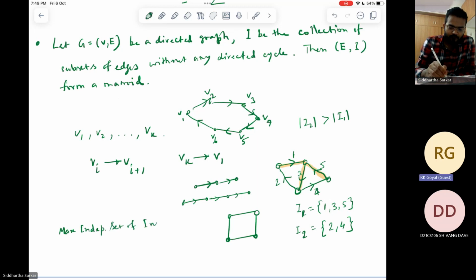Yeah, so task scheduling and... yes. This is the same thing, job scheduling.